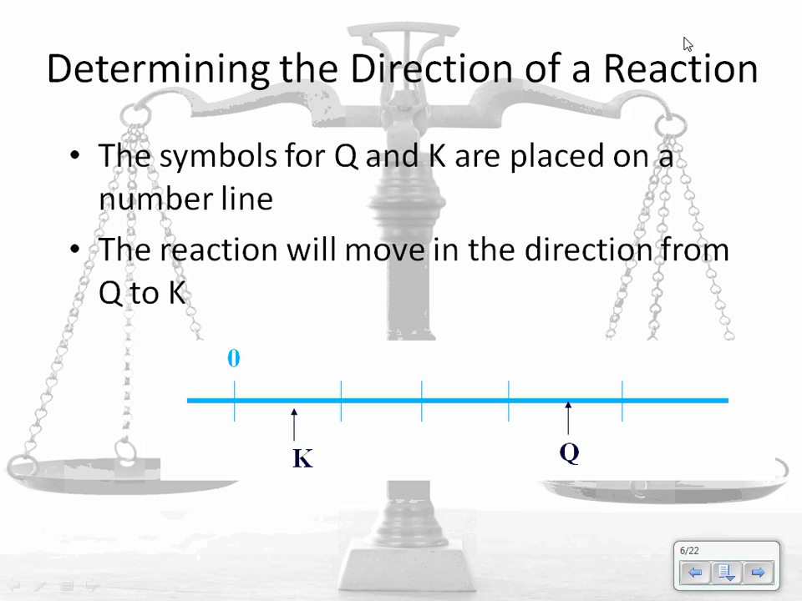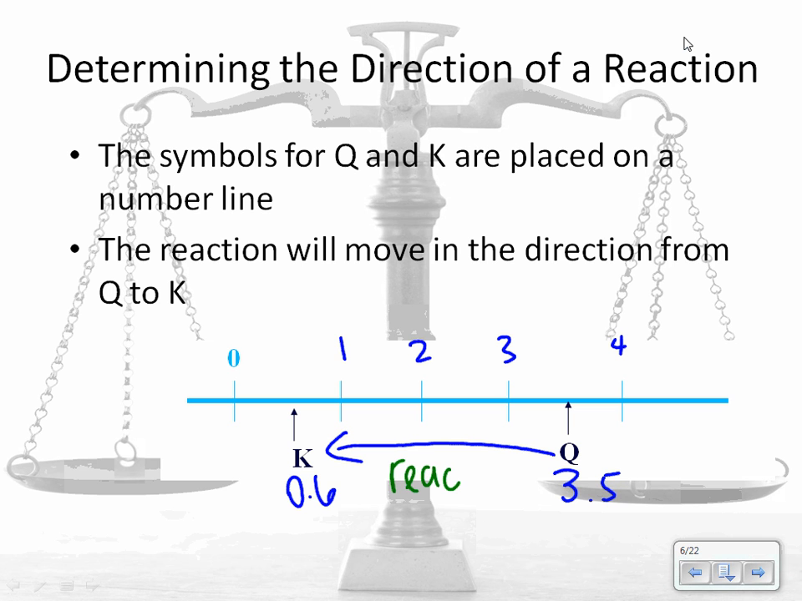When you calculate Q and K, you plot them on a number line. If this is 0, 1, 2, 3, 4, a traditional number line, you plot the two values on there, and the reaction will always move in the direction from Q to K. So let's say in this case K was 0.6 and Q, we calculated it out and got 3.5. I put my K value and my Q value on my number line exactly at these points, and I draw an arrow from Q to K. Look at the arrow that I drew. It looks like I'm favoring reactants, and that's exactly how you figure it out. Because I've drawn my arrow heading towards the left, that means we're going to favor reactants. So to go from my initial concentrations to my equilibrium concentrations, I have to use the reverse reaction.